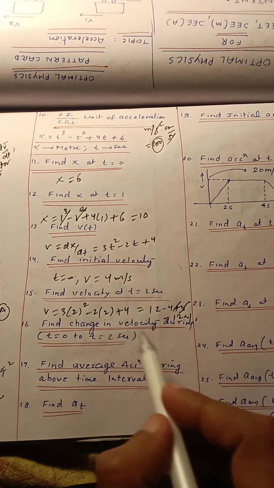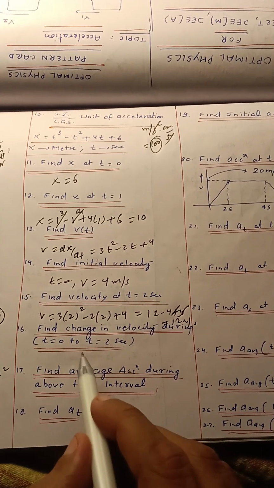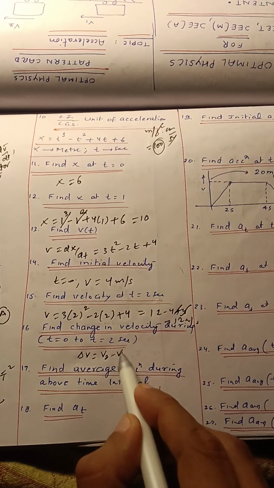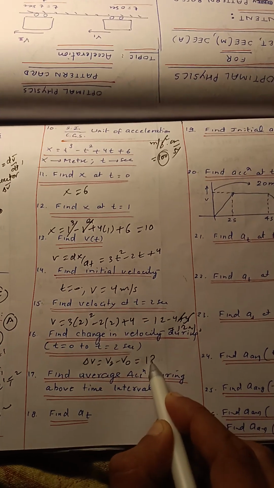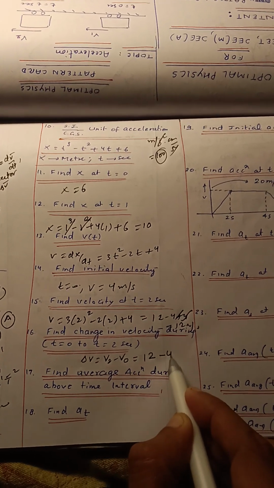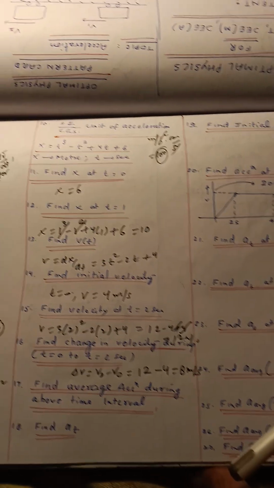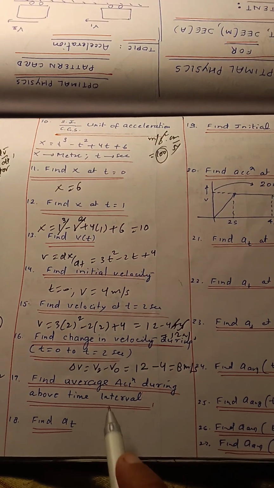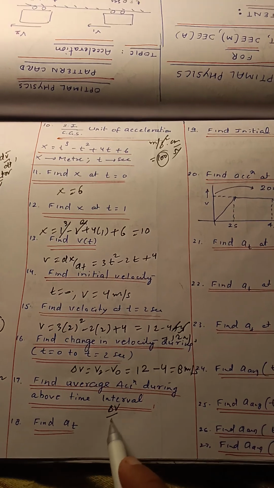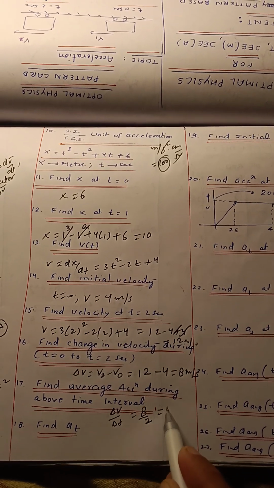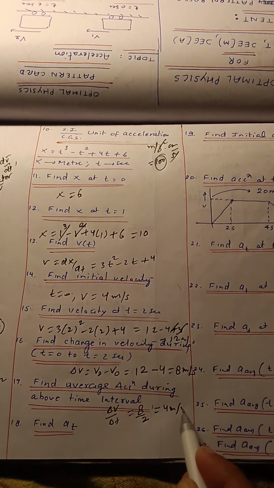Then the change in velocity during t equal to 0 to t equal to 2. This is delta v, which is v2 minus v0. v2 is 12, v0 is 4, so the change will be 8 meter per second. Then we need to find the average acceleration. This is change in velocity by time, so 8 by 2, which is 4 meter per second square.